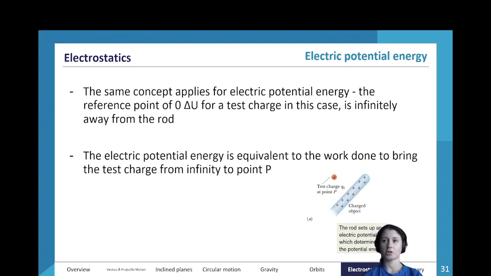and the electric potential energy is equivalent to the work done to bring the test charge from infinity to point P. Alright, so it's kind of how much effort you have to put in to get the charge between point A and point B.